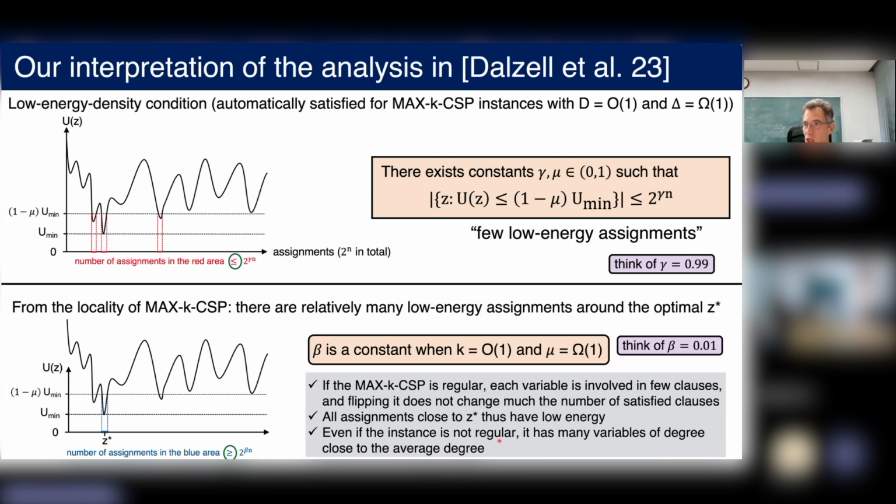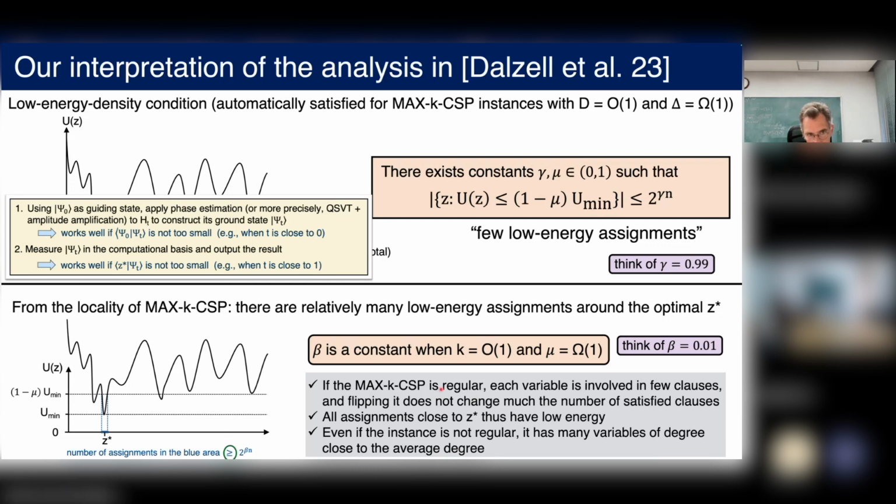Okay, so we have these two properties. The first property is implied by the condition D and delta. This implies that it will satisfy the low energy density condition. The second one is really the locality of the problem we are considering, and the fact that one variable cannot impact too many clauses in the case you have some kind of regularity.